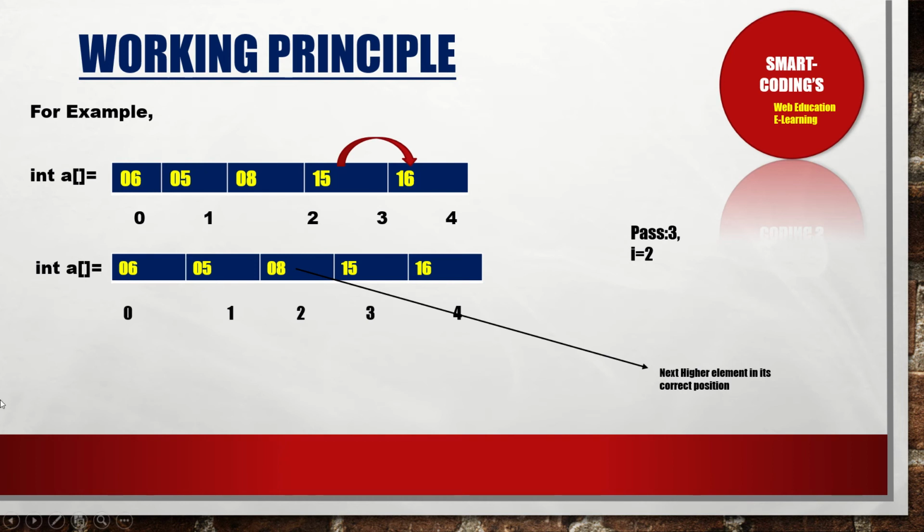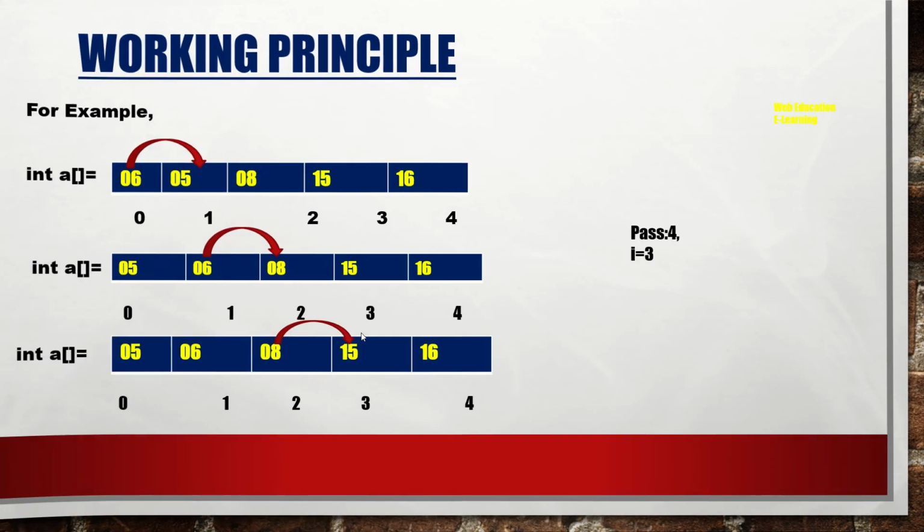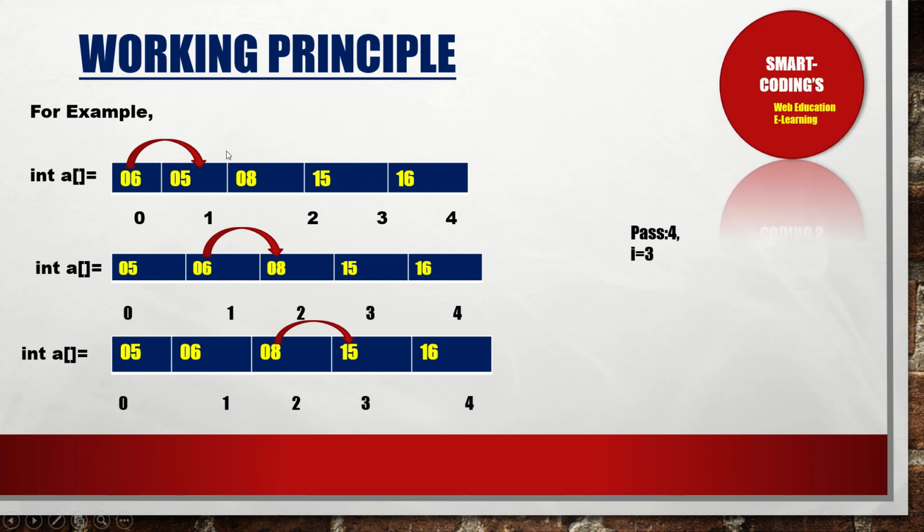Now let's take this final output of pass 3 and go to pass 4: 6, 5, 8, 15 and 16. As you can see, students, here 6 and 5 swapping is required, obviously. So 5 and 6 are swapped here.